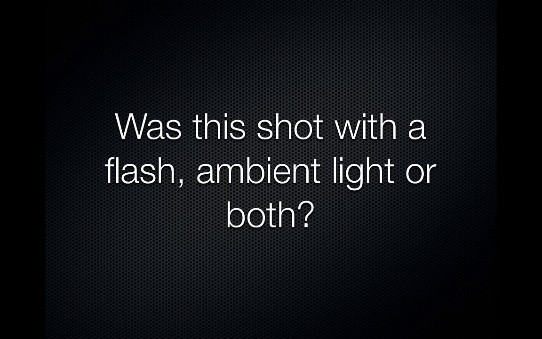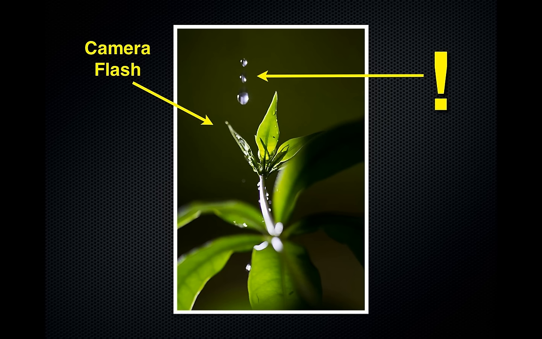Okay, so we got the shot of water drops. They're falling and hitting a leaf. And I'd just like to ask everyone, do you think I shot this with a flash, ambient light, or both? Make a wild guess. Okay, I think it's fairly obvious that I shot this using a camera flash.